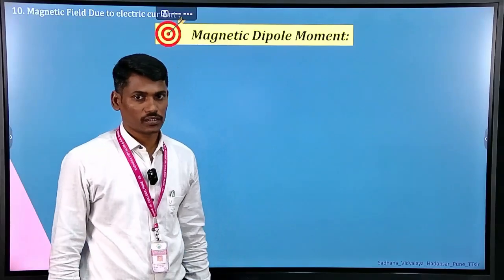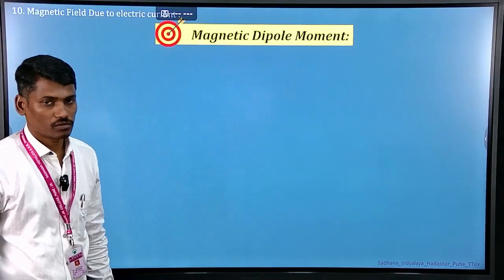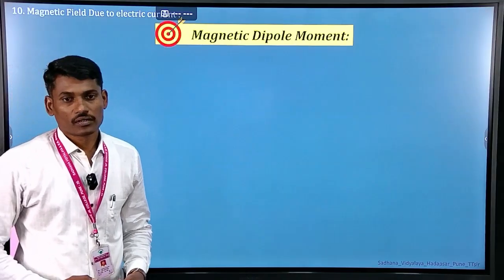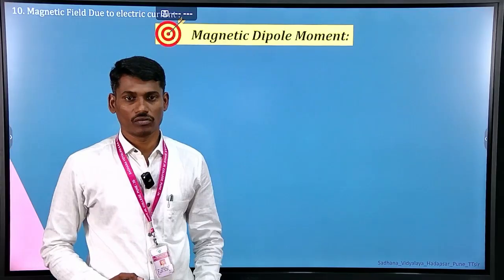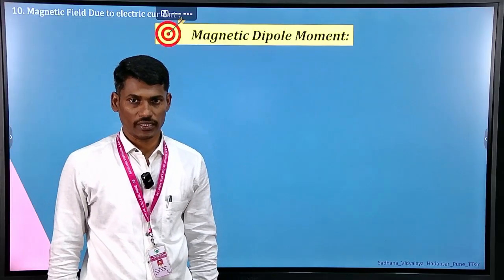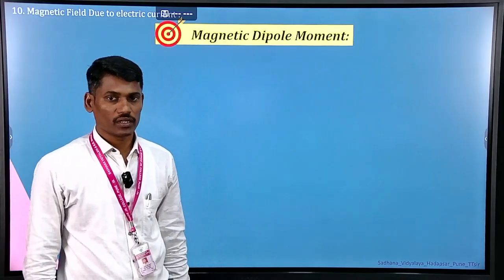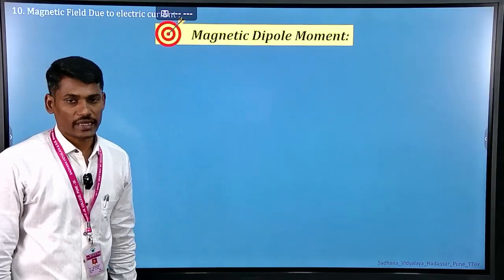Today's next point is magnetic dipole moments. So what is the magnetic dipole moment? We know that the electric dipole moment p is equal to q into 2l, right? This is the electric dipole moment. And now here we study the magnetic dipole moment.